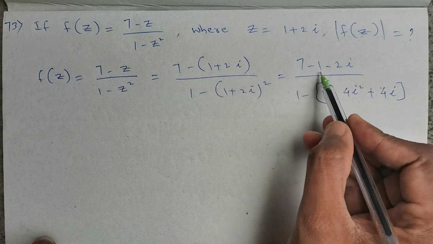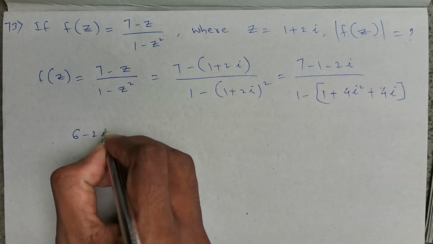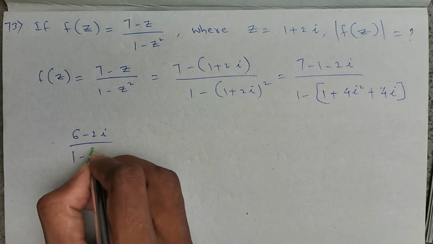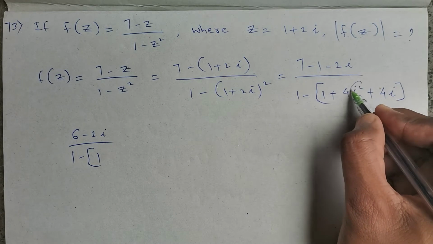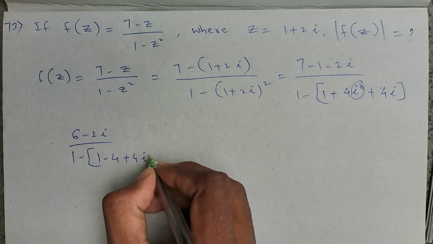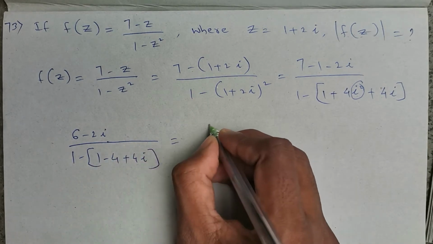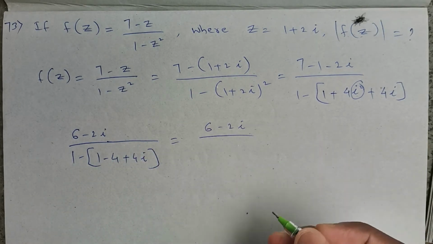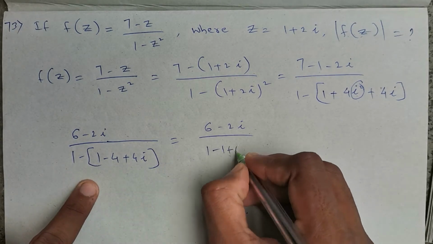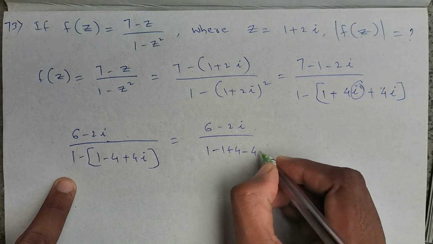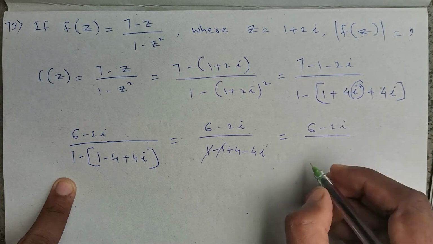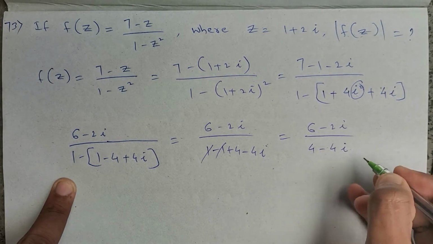Now the numerator is 7 minus 1, that is 6 minus 2i, whole divided by 1 minus 1, i square value is minus 1. So minus 1 into 4 is minus 4, plus 4i, which is equal to 6 minus 2i divided by 1 minus 1 minus into minus 4 plus 4i, so minus 4i minus 1 plus 1 cancel. So we remain with 6 minus 2i divided by 4 minus 4i.